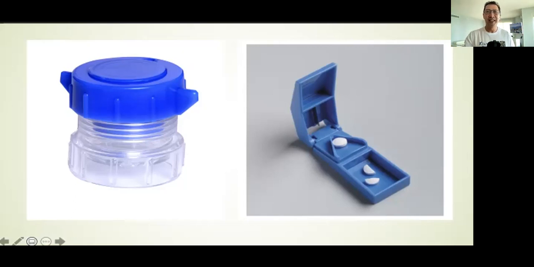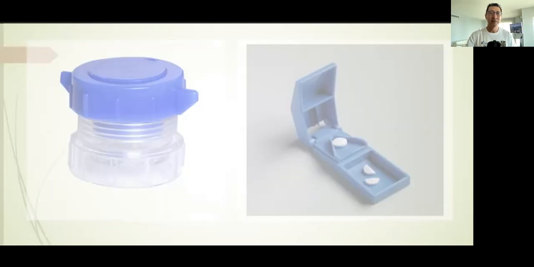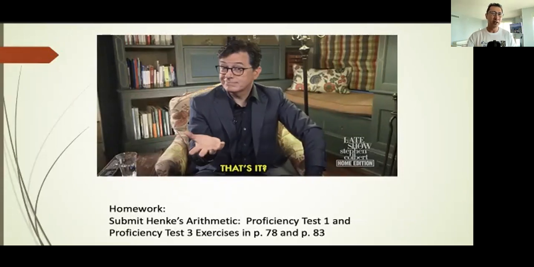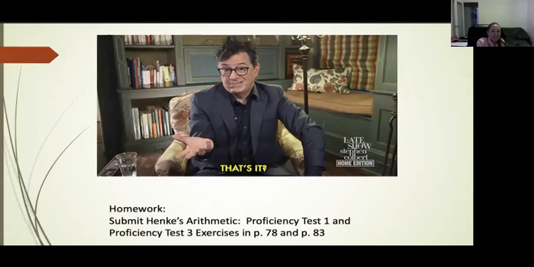That's it. That's all I got. See, this is an easy section. This is an easy one. That's it. There's a homework, Henke's arithmetic, 78, 73. Questions? No questions? Test next week. Have a good day. Good luck. I know there's a question.